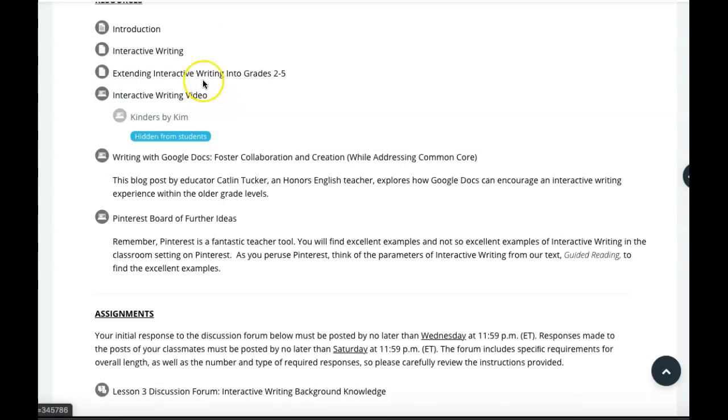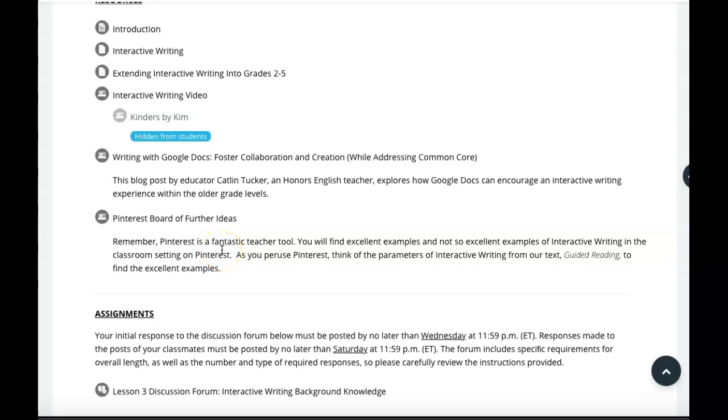Here's another interactive writing video. This is a blog by Caitlin Tucker about how to use Google Docs to encourage interactive writing with your older students. And it also mentions Pinterest boards this week.